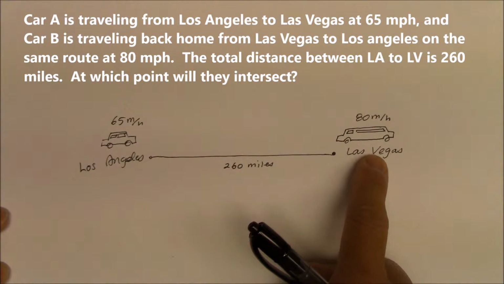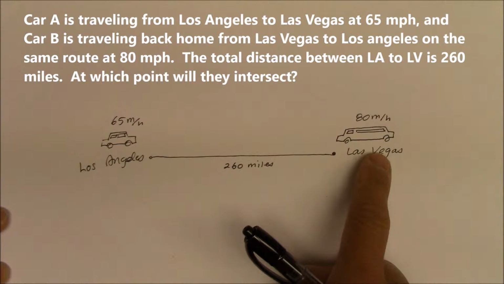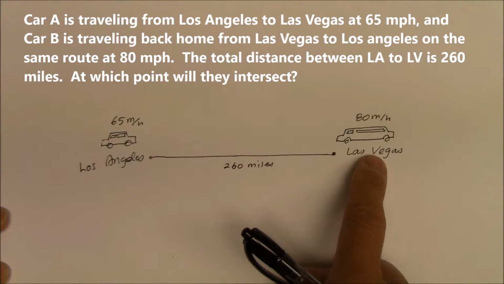Won the jackpot, I guess. She's so happy. She wants to get home and share the money that she won from the jackpot. And they're driving at 80 miles per hour.